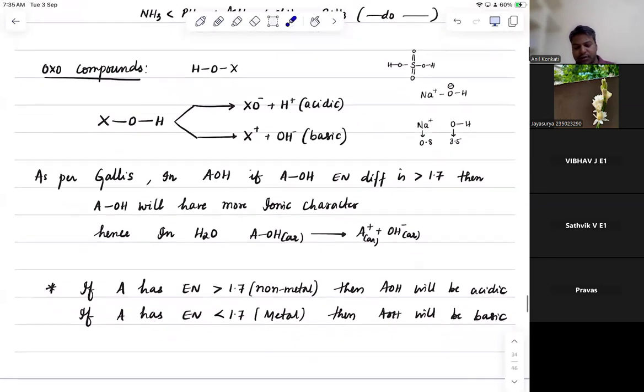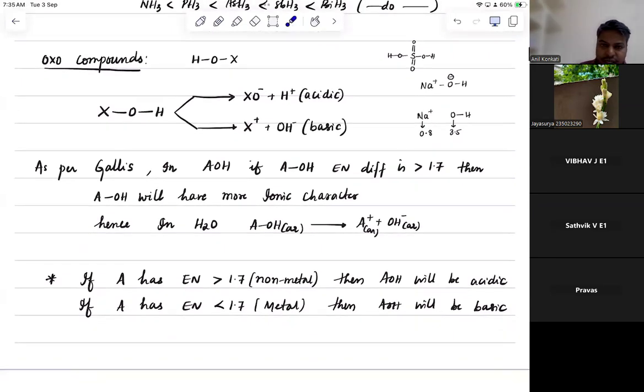Next, see oxo compounds. Generally, if a central atom is connected to hydrogen via oxygen, then those are called oxo compounds and oxo acids, for example H2SO4, H3PO4, HOCl. Now, they could break two ways in aqueous solution. Either they break as XO minus and H plus, which makes them acidic, or they break as X plus and OH minus, which makes them basic.